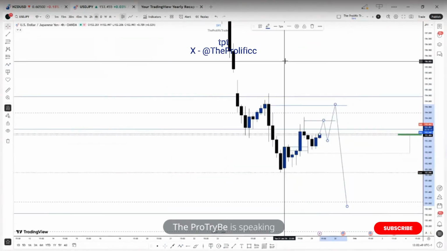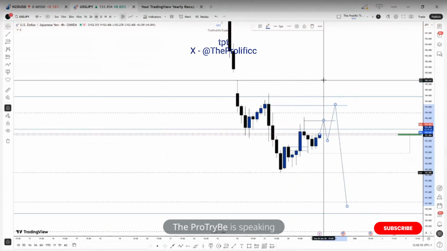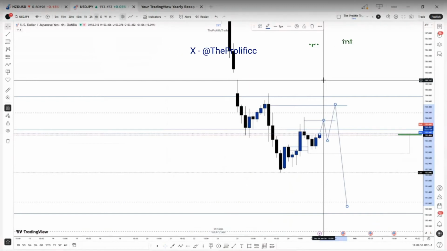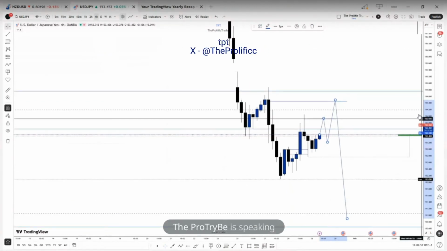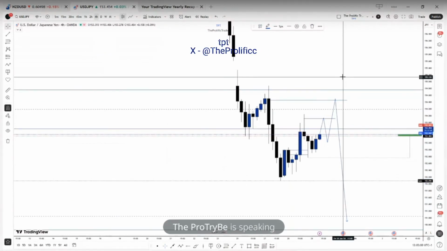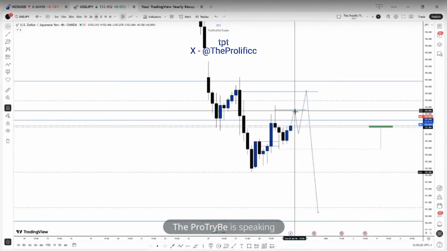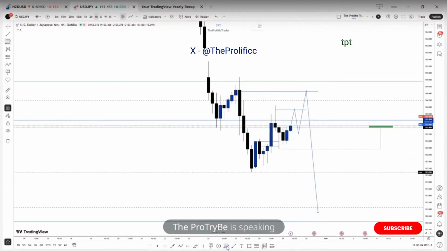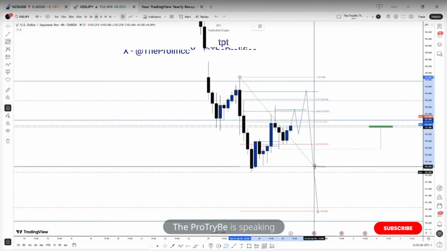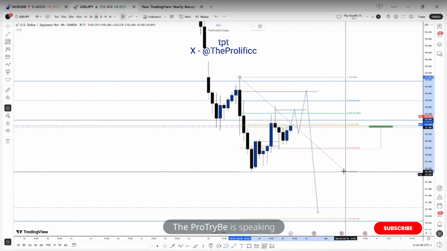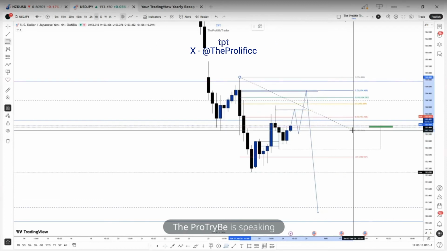And don't forget there's a gap above. So we are concerned about that, but we're not really going to consider that for now. All right. So yeah. We're good to go.